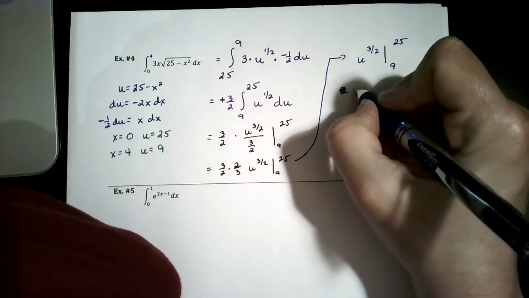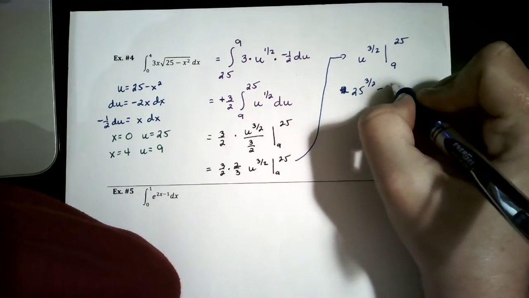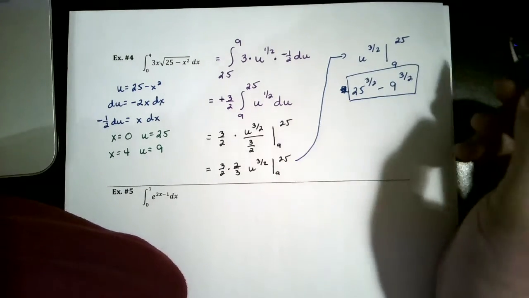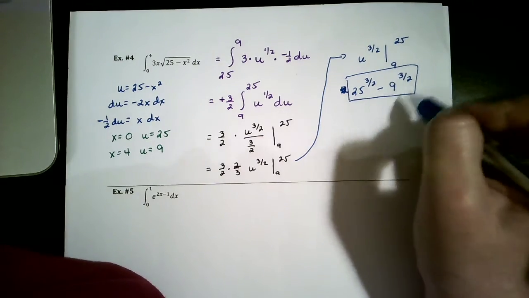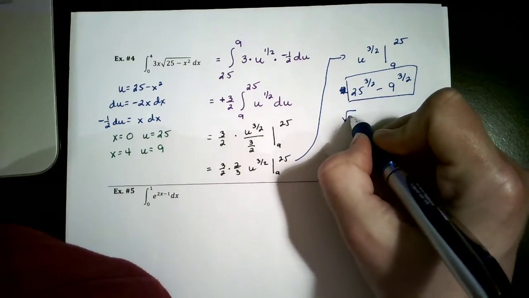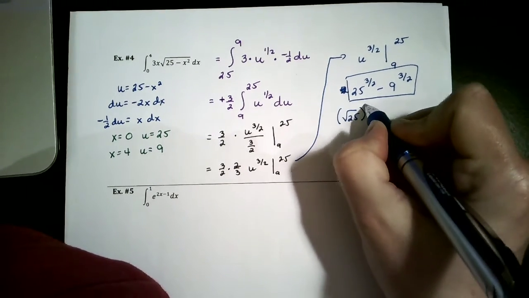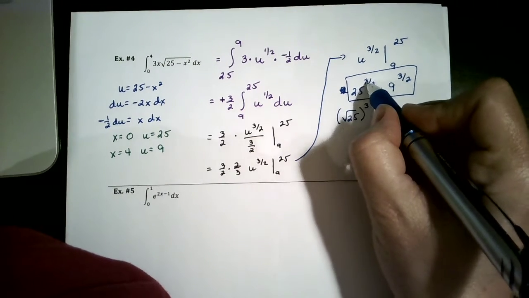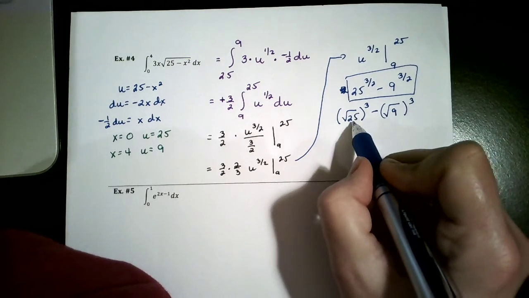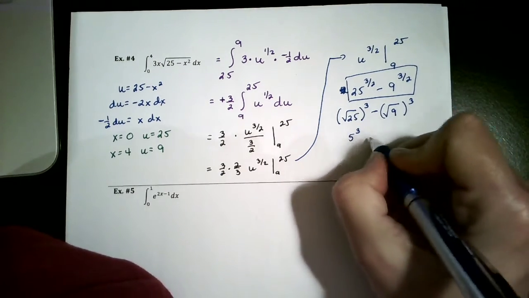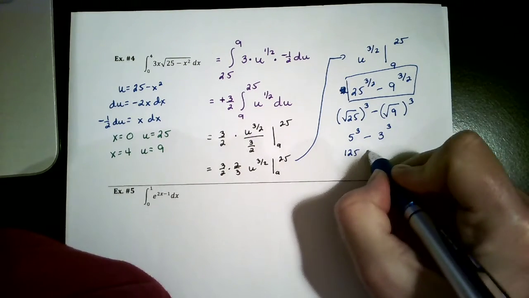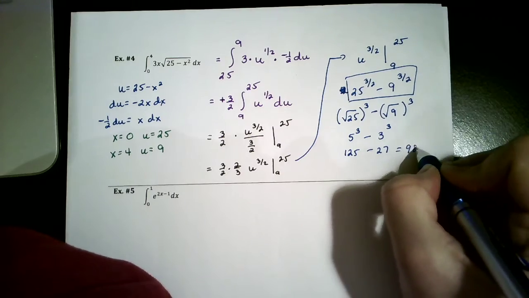I'm putting 25 in there. 25 to the 3/2 minus 9 to the 3/2. Lucky for you, on a free response, you can stop here. But if for some reason you need to use this answer in something further, you're going to need to know what this means. And remember, the bottom number is the root. The top number is the power. So the square root of 25 cubed, the square root of 9 cubed. So the square root of 25 is 5, 5 cubed. The square root of 9 is 3, 3 cubed. 125 minus 27 is 98.